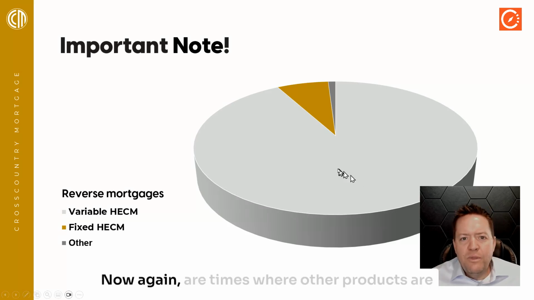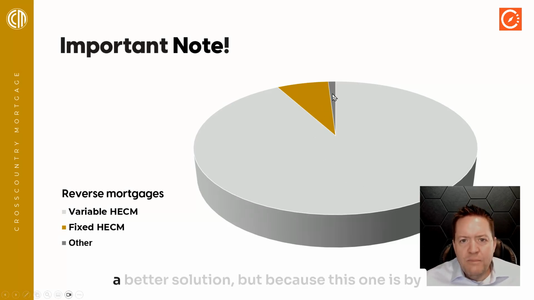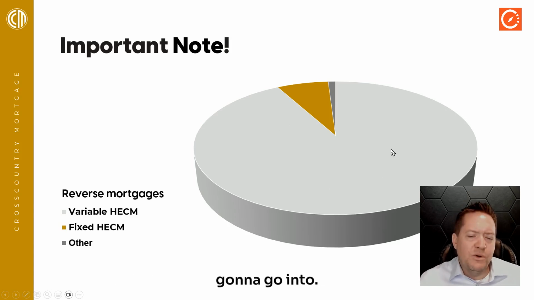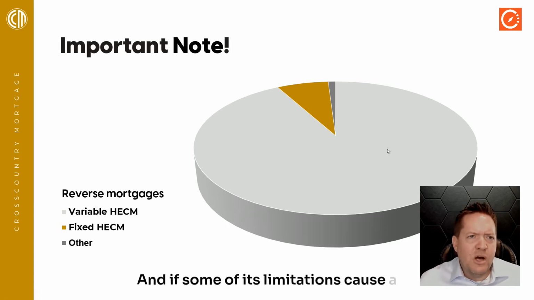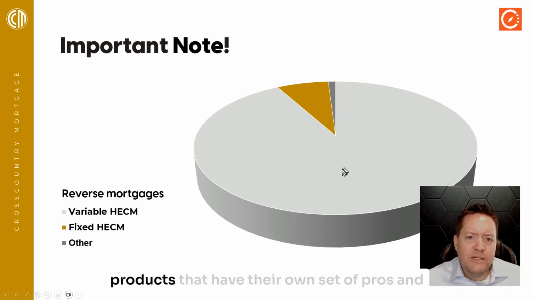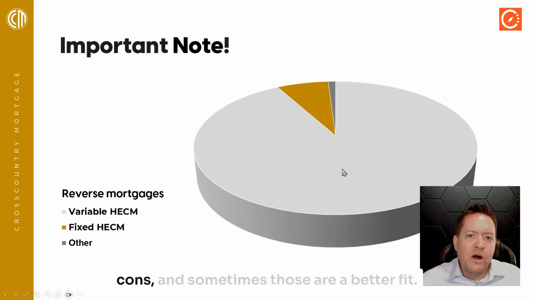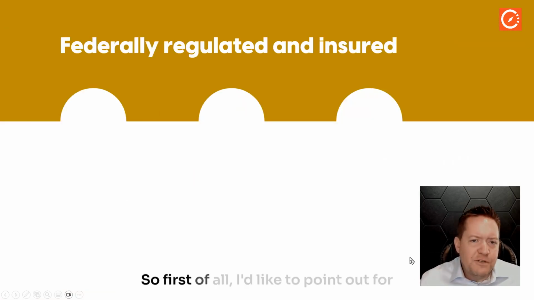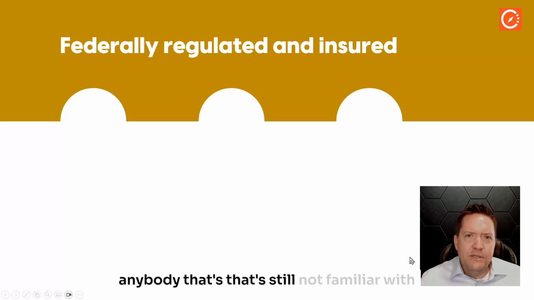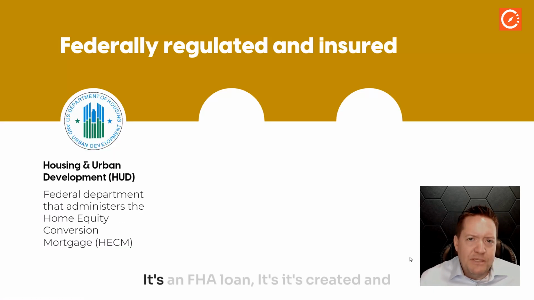Now, again, there are times where other products are a better solution, but because this one is by far the most common, that's the one that I'm going to go into. And if some of its limitations cause a problem for someone, then we can use other products that have their own set of pros and cons, and sometimes those are a better fit. So first of all, I like to point out for anybody that's still not familiar with how this works, it's an FHA loan.